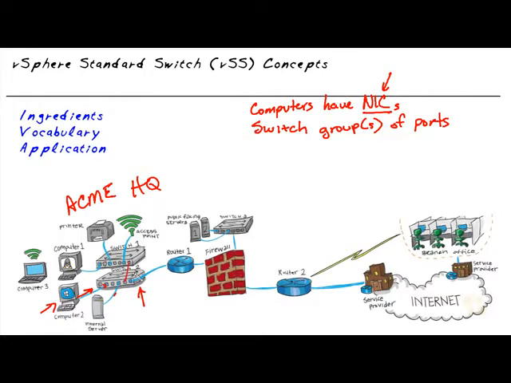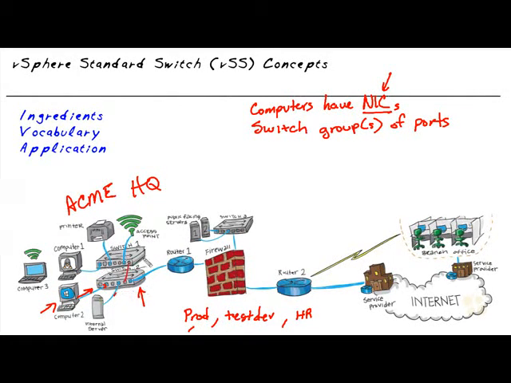So for example, here on switch number 2, maybe we have 3 different groups of ports. Let's say we have one for production, one for test and development computers, and one, for example, for human resources. So we'd simply make sure that when we connect a computer to the switch, the port that that computer is connected to is associated with the correct group, if you will, of ports.